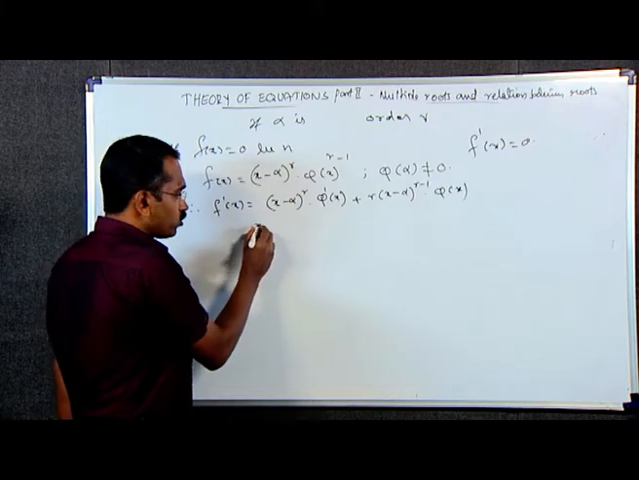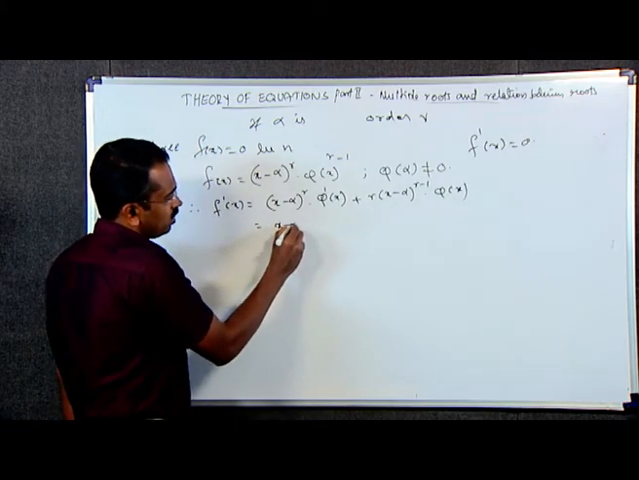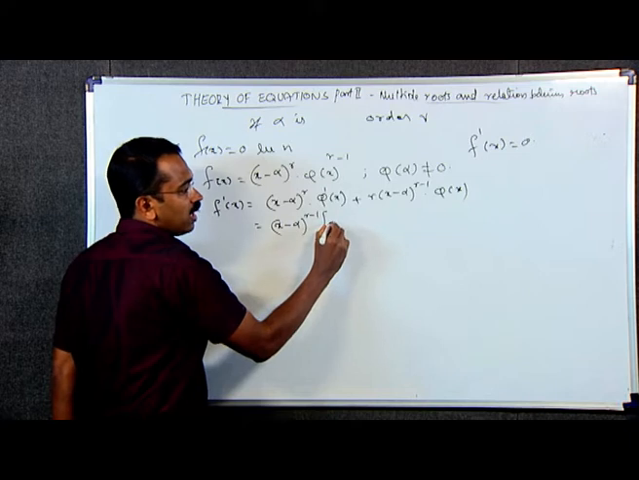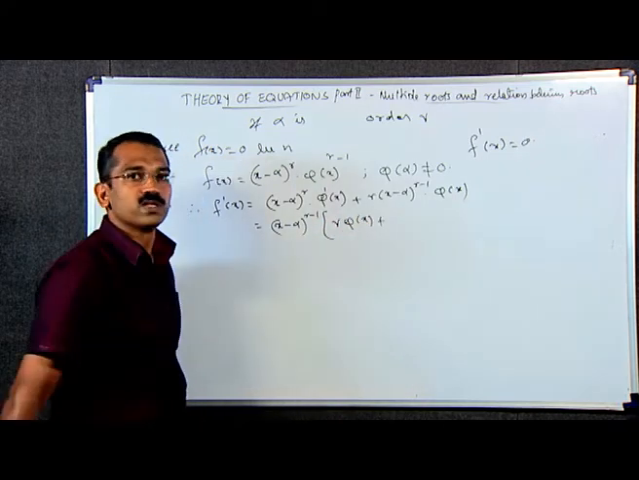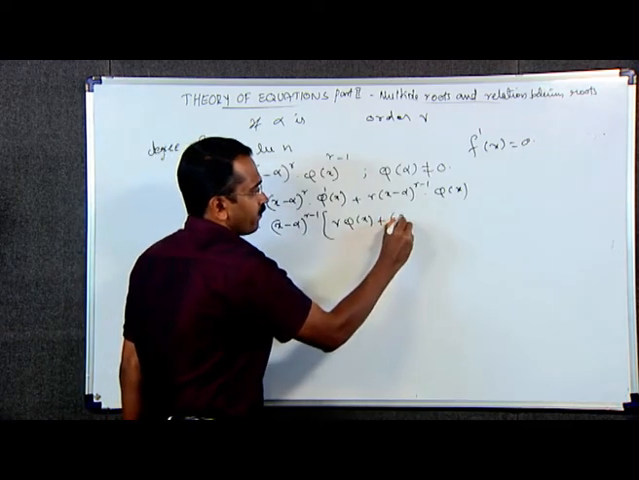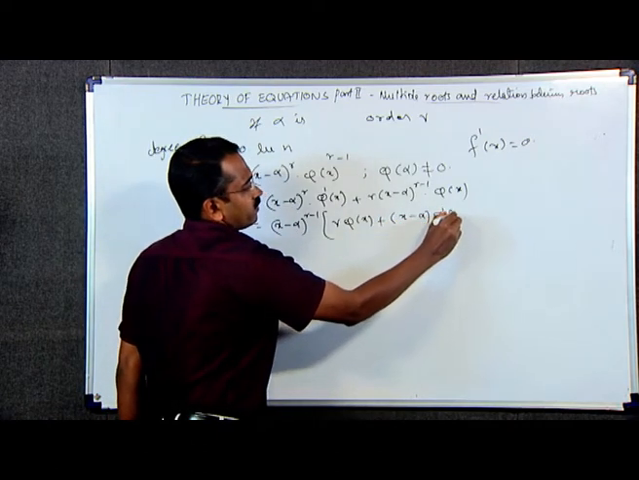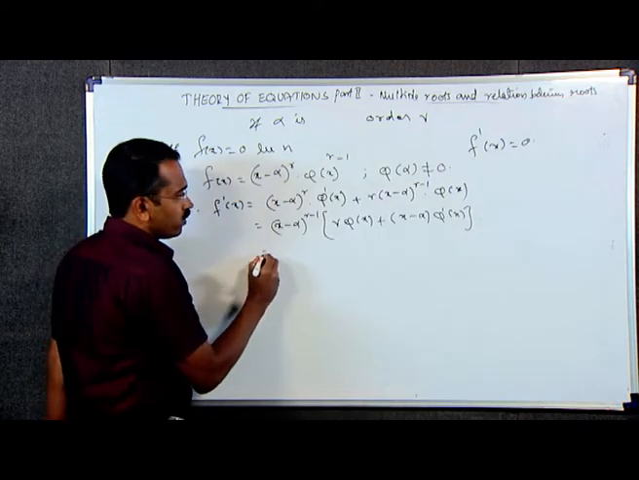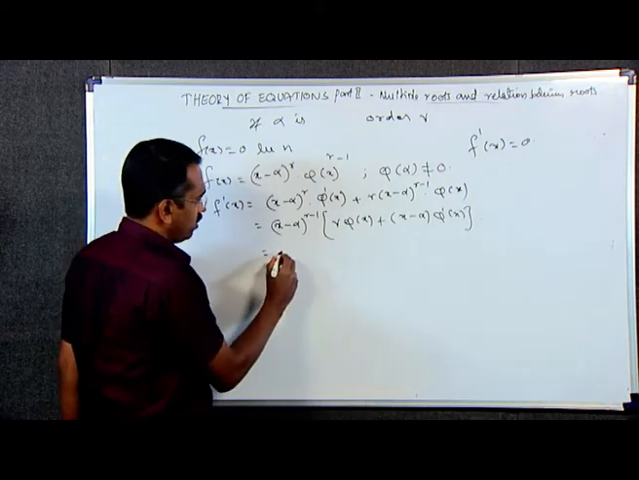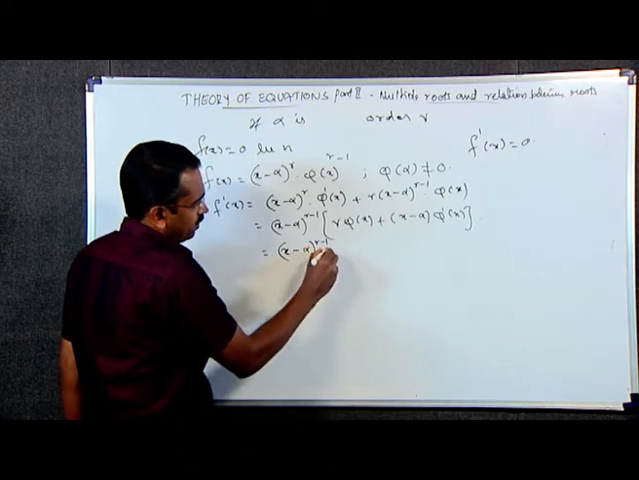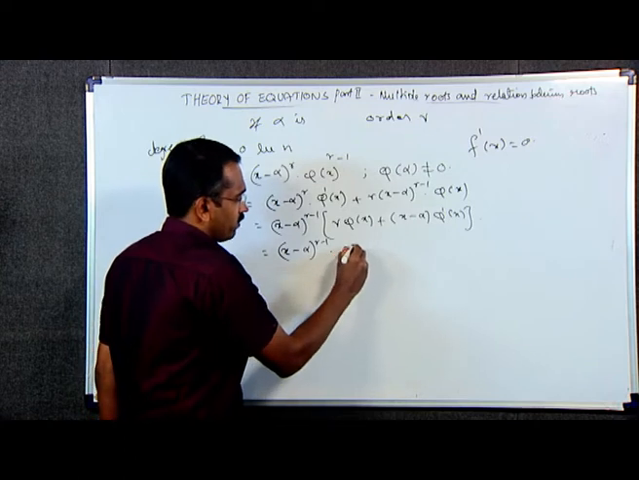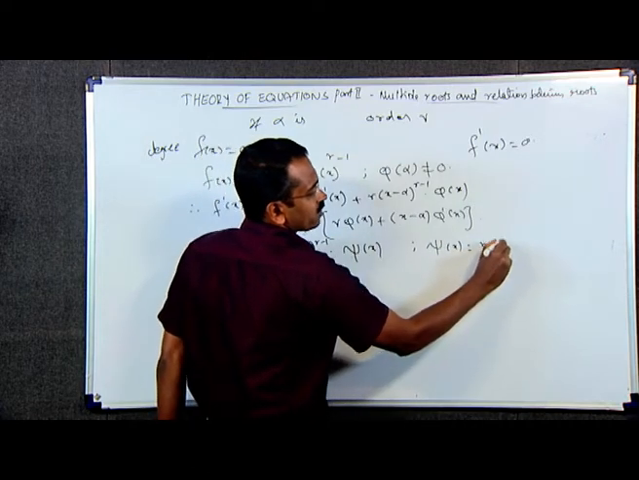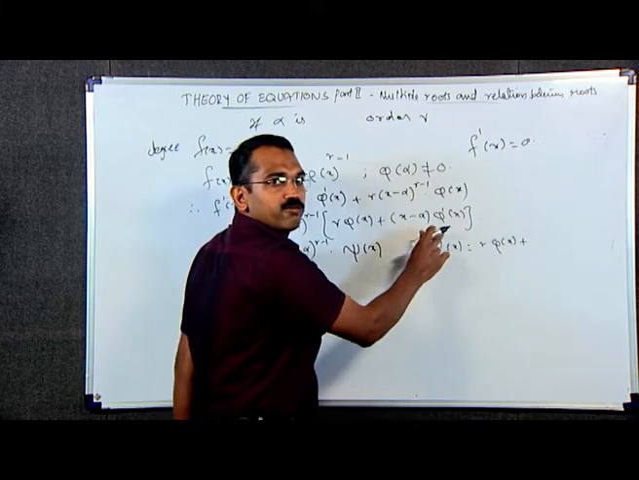that is equal to x minus alpha raised to r minus 1 into r into phi of x plus x minus alpha into phi dash of x. This is equal to x minus alpha raised to r minus 1 into some psi of x, where psi of x is this function r into phi of x plus x minus alpha into phi dash of x.